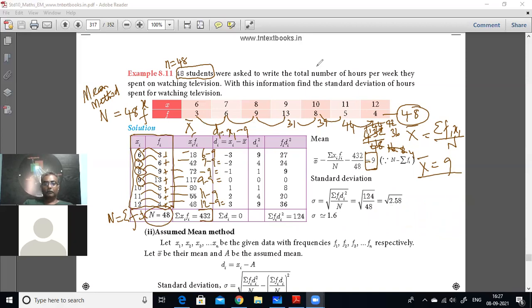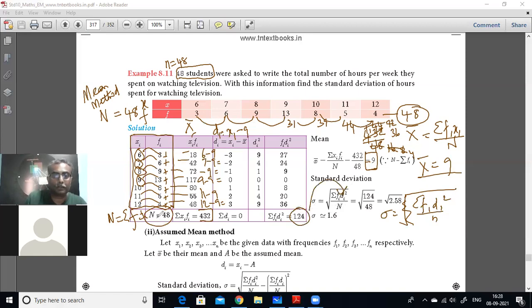So in the direct mean method, your formula is root of sigma fi di squared by n. That's all, and the root, because you're taking sigma. Now what you have to do? Sigma fi di squared is 124. So that goes here, 124. n is 48. You have to put n here. You understood? Yes, sir. So 124 by 48.